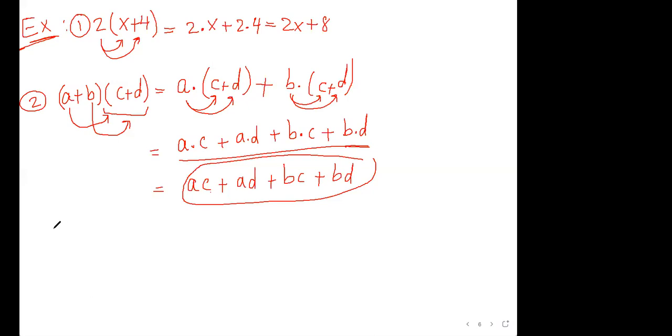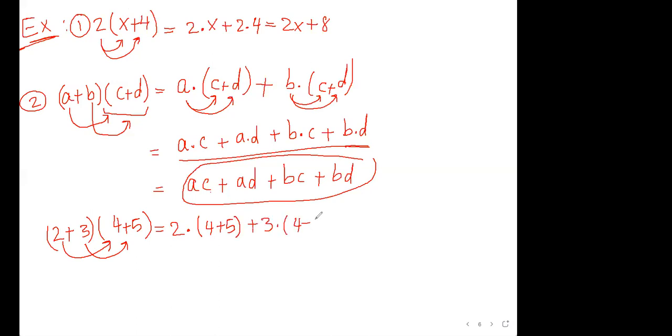So here I will give you an example with numbers, like for example (2 plus 3) times (4 plus 5). So what's the answer here? We distribute the 2 to the same parentheses: 2 times (4 plus 5) plus 3 times (4 plus 5). So what's the answer? Who will help me?